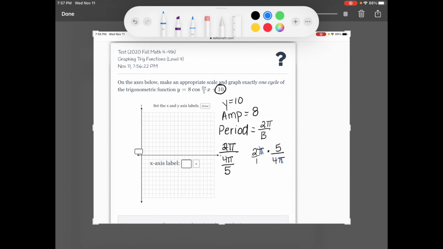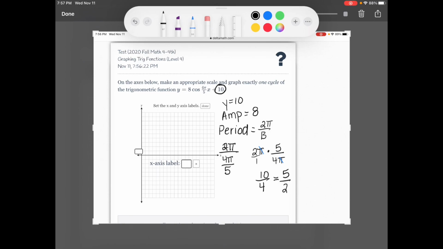So we're going to cancel out those pi values. And we have 5 times 2, which is going to be 10, divided by 4. And we'll simplify and make that 5 over 2. So we need to make sure our period on my x-axis is 5 over 2. And we need to make sure that we at least go up to 18 units.